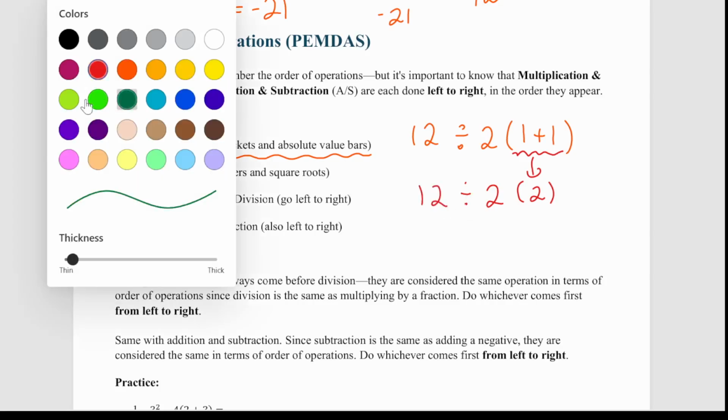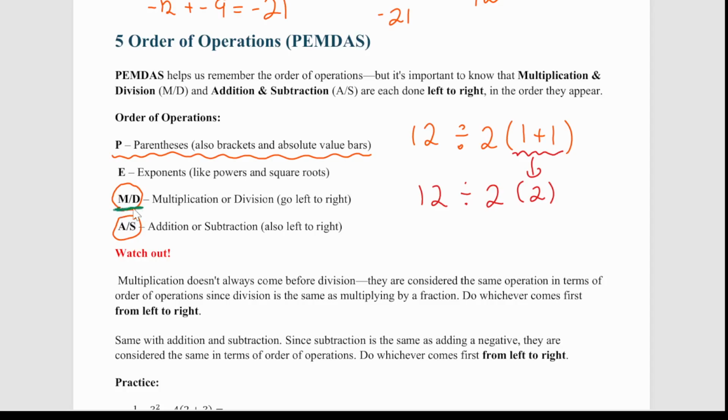Then keep in mind that multiplication and division is the same step. So technically, even though our brains want to do otherwise, we're going to just work left to right. We want to do the 12 divided by 2 first. So when I do 12 divided by 2, that's going to get me 6. I'm going to drop down the times 2. And then 6 times 2 gives me 12. And that would be your final answer.